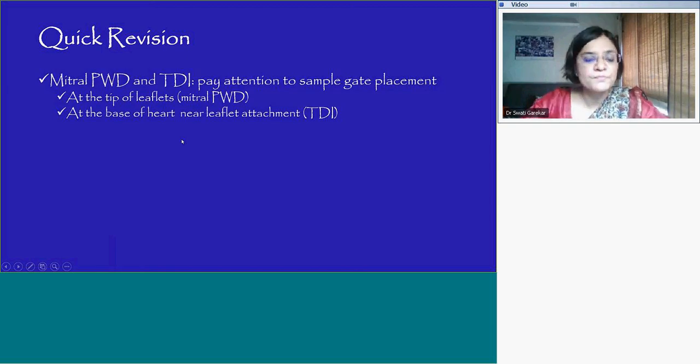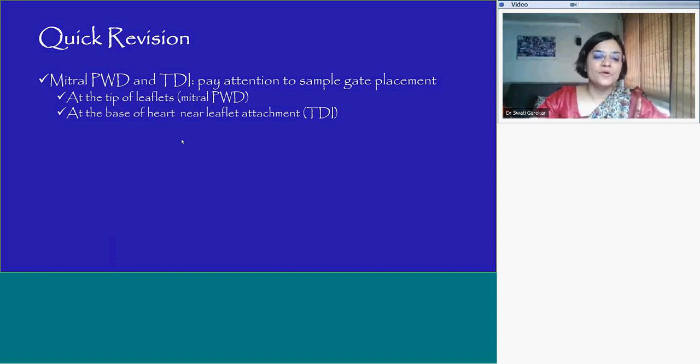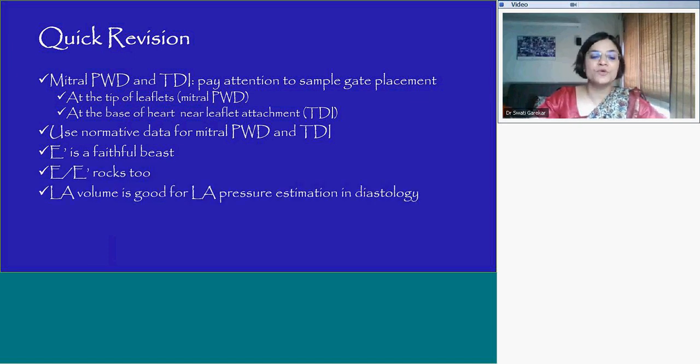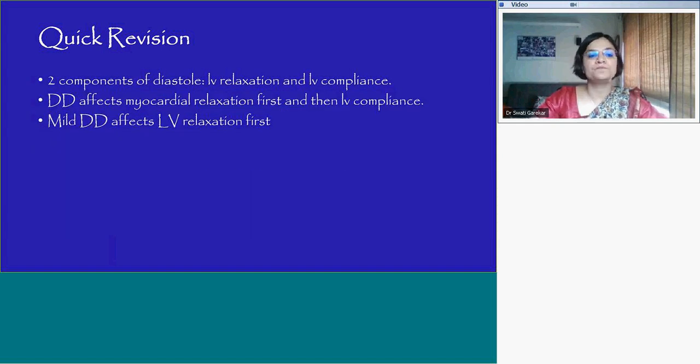Quick point is that you should know where to gate your data, where to obtain information from. If you mess up there, no use proceeding further. Use normative data. E prime is very good because it's faithful, and E by E prime is also very good. Do not forget LA volume. Also remember that diastole has two components. The first component is relaxation. LV relaxes, and then the relaxed LV distends as the atrium pushes blood into it. So that's compliance. Diastolic dysfunction affects relaxation first and then compliance.